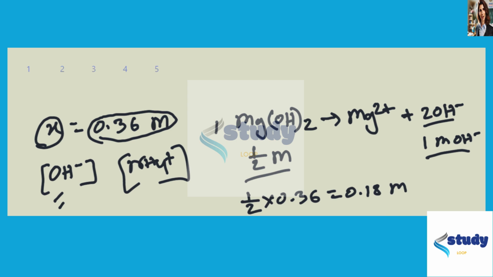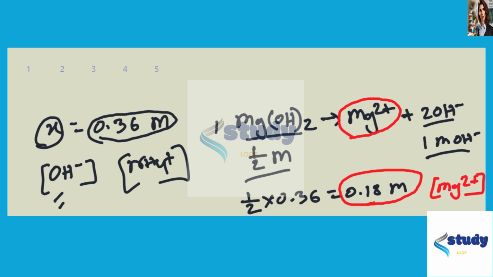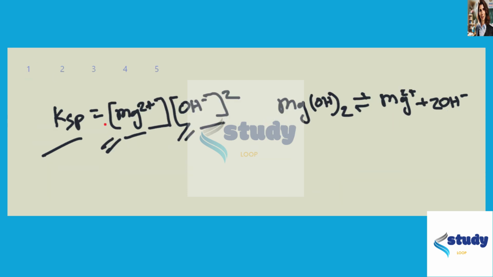And since from 1 molar magnesium hydroxide we can get 1 molar magnesium ion, this is also the concentration of our magnesium ion. So this is our Mg2+ concentration. So we have already got our magnesium concentration.